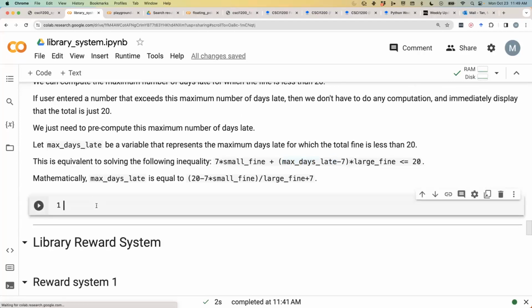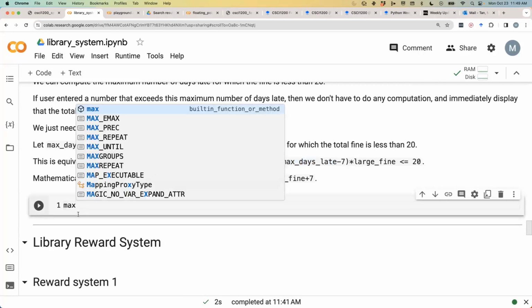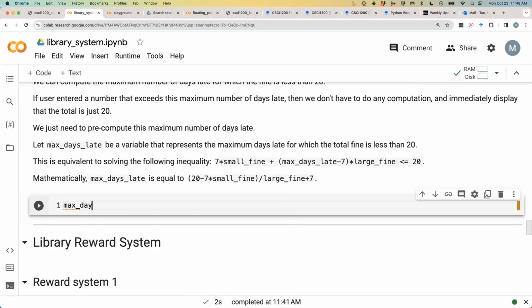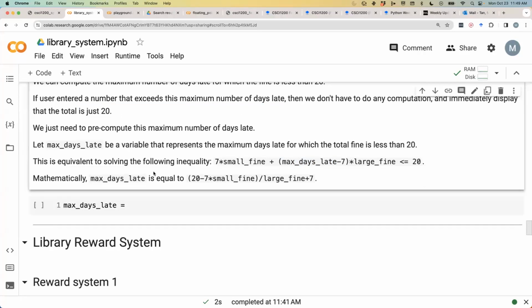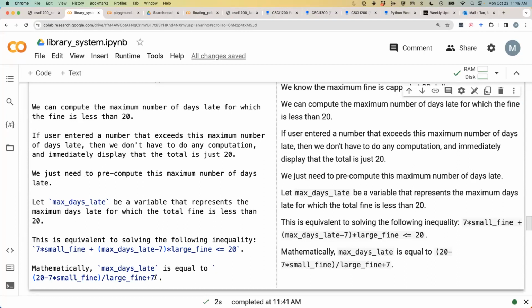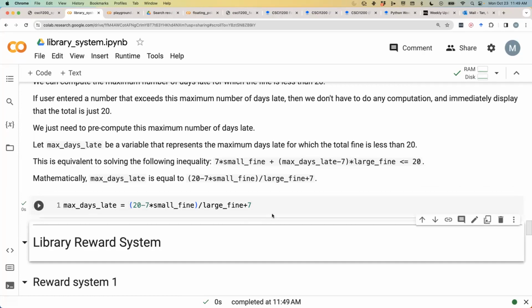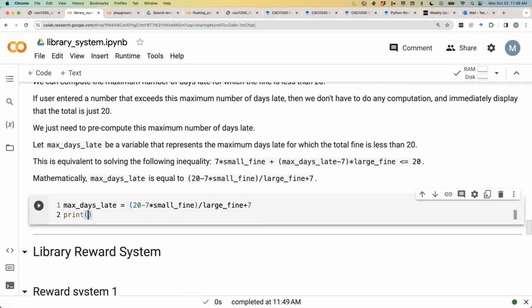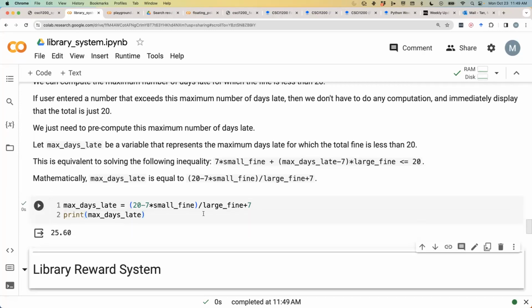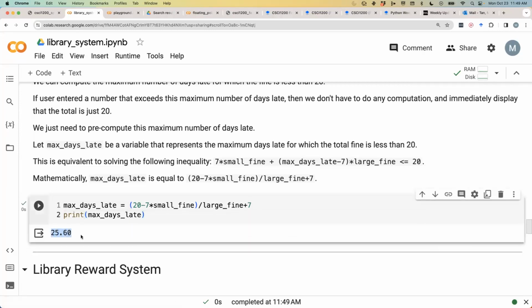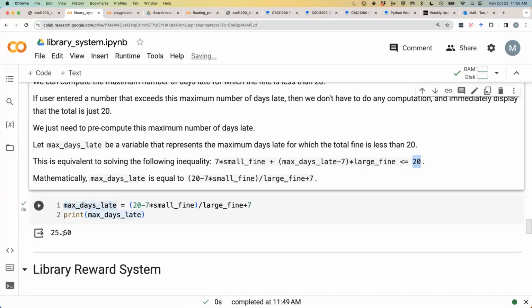Okay, so we do this computation. Maximum days late is equal to this that we have already written down. Let's see what this value is. Print max days late. So we have 25.6 days. Again, it means that the maximum value of days late for which it will incur a cost less than 20 is 25.6 days.